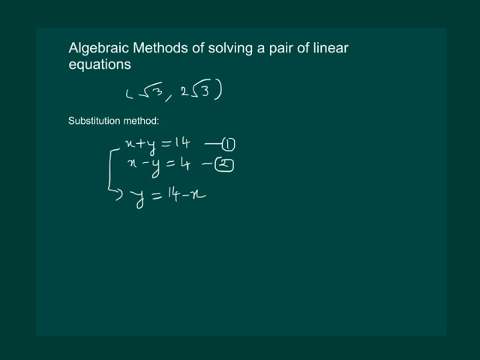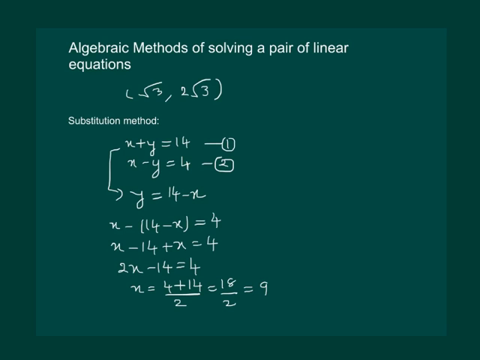So our second equation becomes x minus (14 minus x) equal to 4. Let us open the bracket. x minus 14 plus x equal to 4. This gives us 2x minus 14 equal to 4. So now we have reached a linear equation in terms of x, and this can be solved to find the value of x. On solving further, we get the value of x equal to 9.